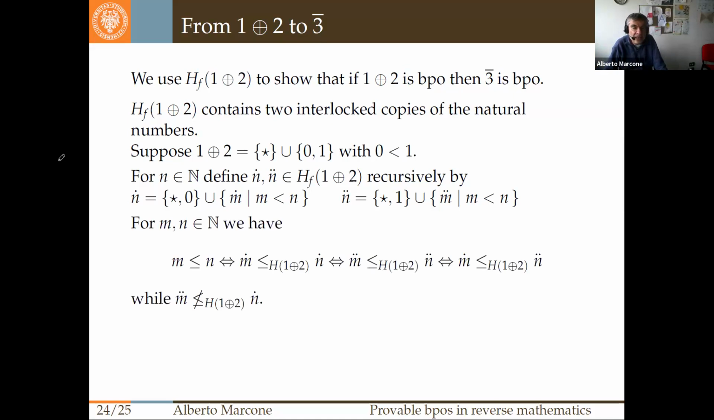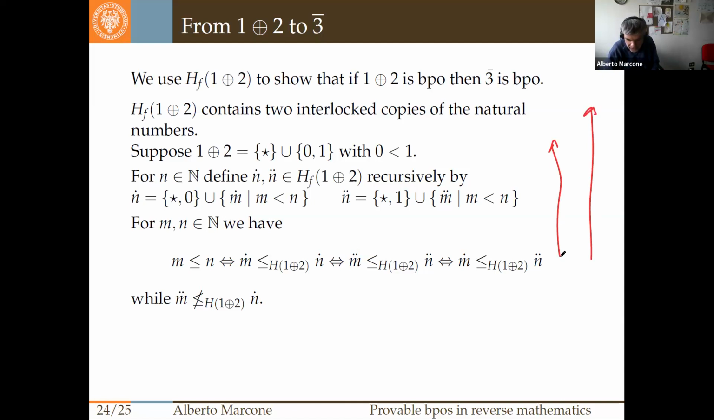And then it's quite easy to prove by induction, and all of this can be done in RCA naught, well, first of all, that the dot copy and the double dot copy of the natural numbers really are copies of omega. So m less than or equal to n, if and only if m dot is less than or equal to n dot. And the same for double dots. So I have two copies of the natural numbers here, which go like that. This is the dot copy, and this is the double dot copy.